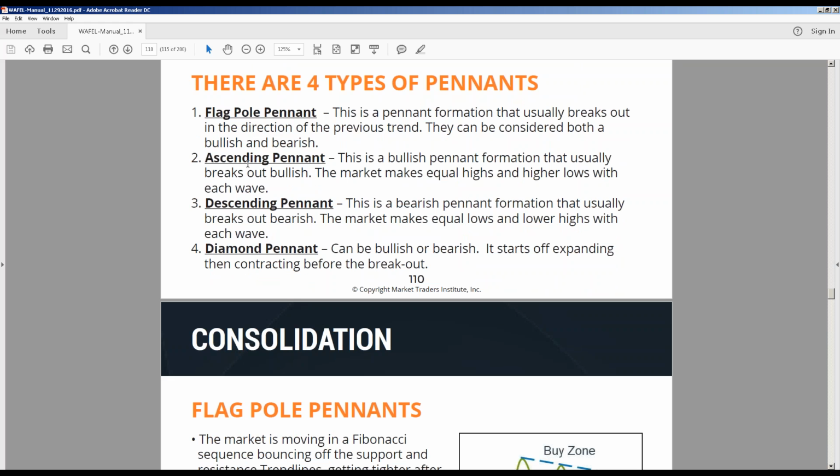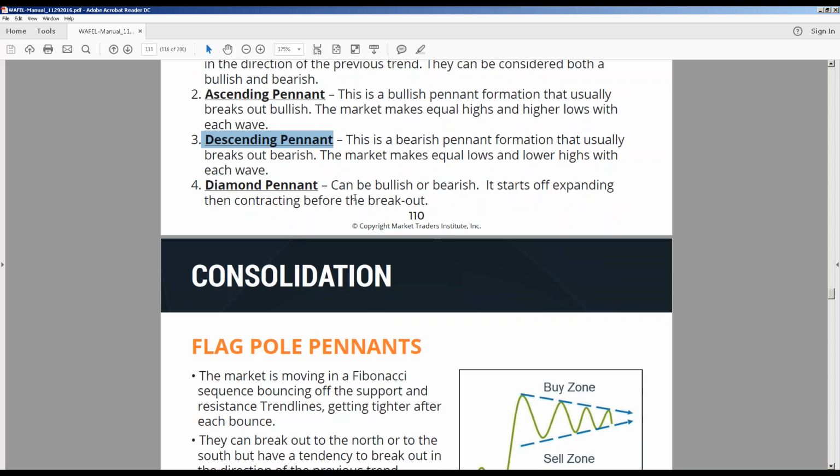Then we get an ascending pennant. This is a bullish pattern formation that usually breaks out bullish. The market makes equal highs and higher lows with each wave. Then you get a descending pennant. This is a bearish pennant formation that usually breaks out bearish. The market makes equal lows and lower highs with each wave.